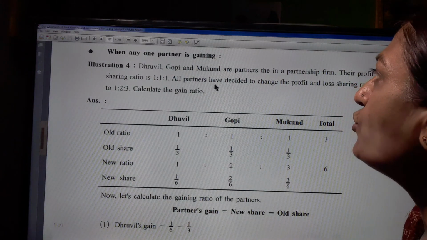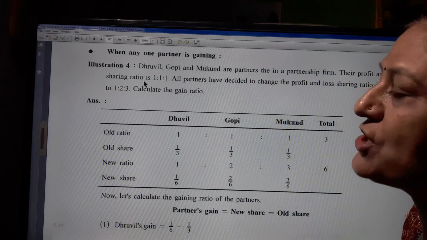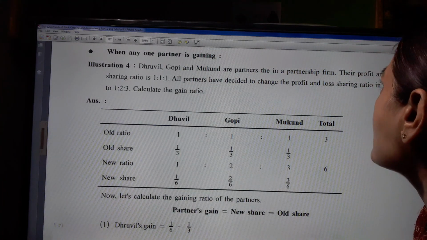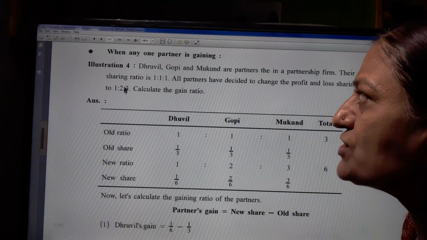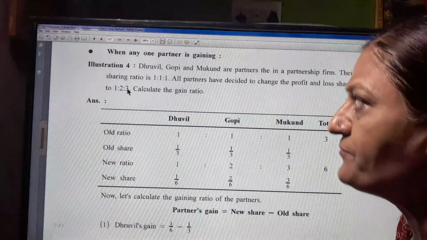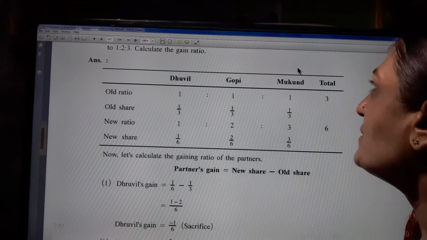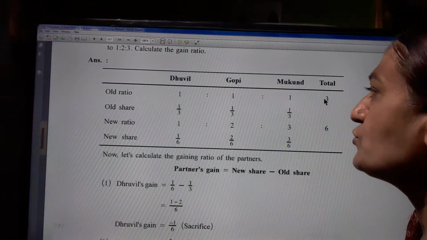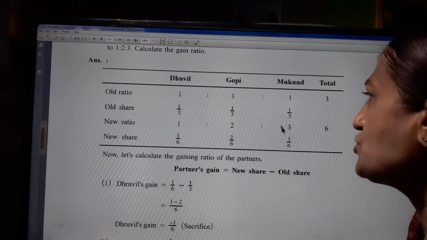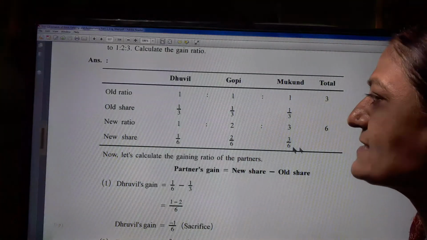Dhruvil, Gopi and Mukund are partners in the partnership firm. Their profit and loss sharing ratio is equal, 1:1:1. All partners have decided to change the profit and loss sharing ratio in future to 1:2:3. Old ratio is 1:1:1 and new ratio is 1:2:3. Calculate the gain ratio. So first we write the name of the partners: Dhruvil, Gopi, Mukund. 1:1:1, total is 3, so 1/3, 1/3 and 1/3. New ratio 1:2:3, 1 plus 2 plus 3 is equal to 6, so 1/6, 2/6 and 3/6 is the new share.